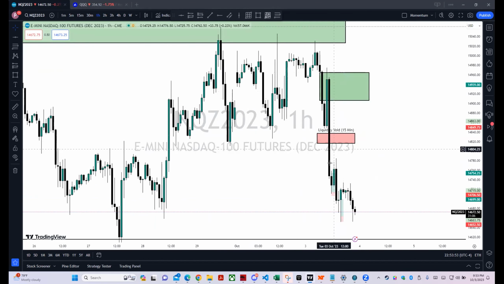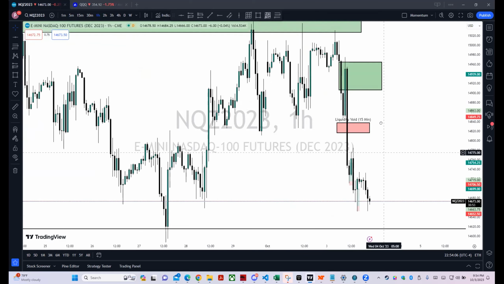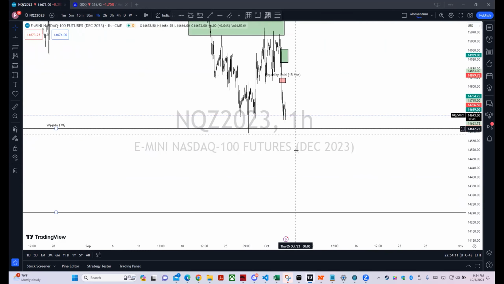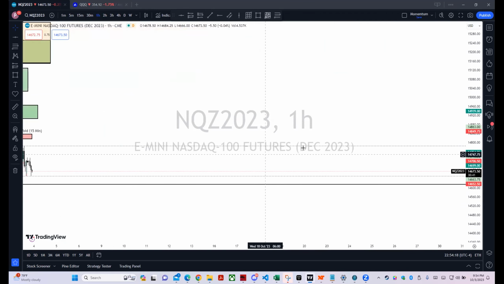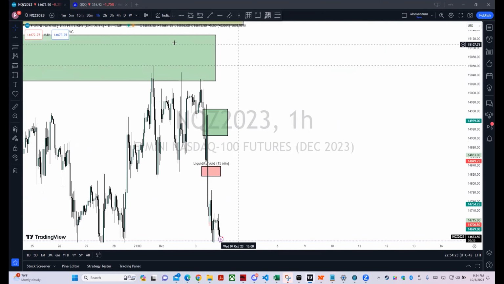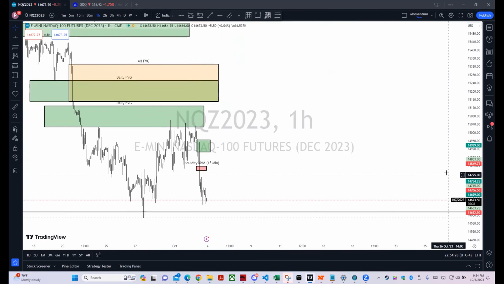So I would now expect this order block and this fair value gap to act as resistance moving forward. But if we do get this, we might tap back into that weekly fair value gap. Hoping we don't, but we might just do that and then continue straight to the upside, grab all this liquidity. Oh, this liquidity is just waiting for us.